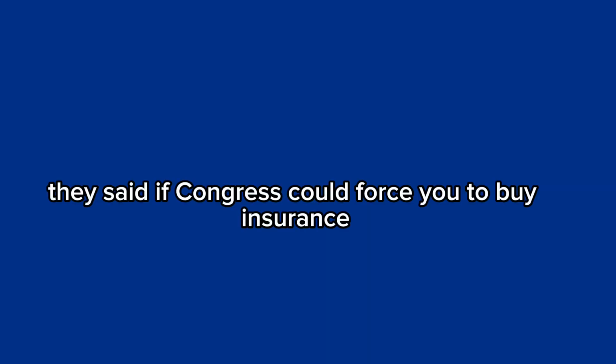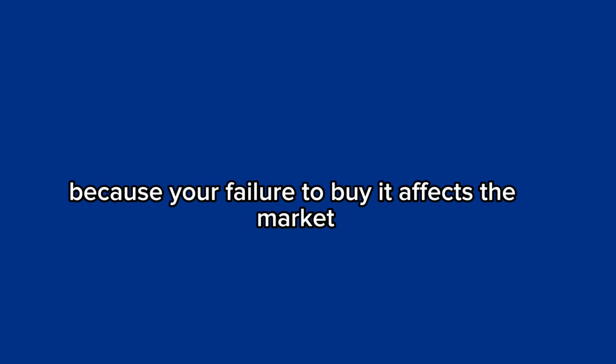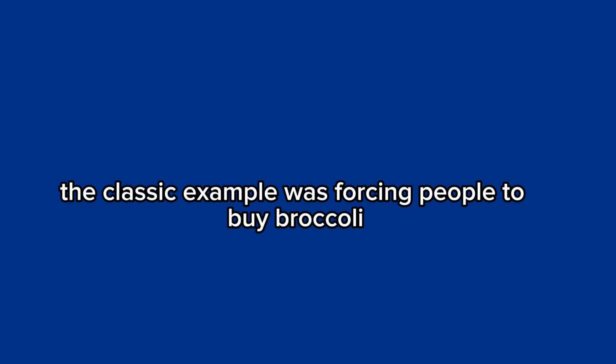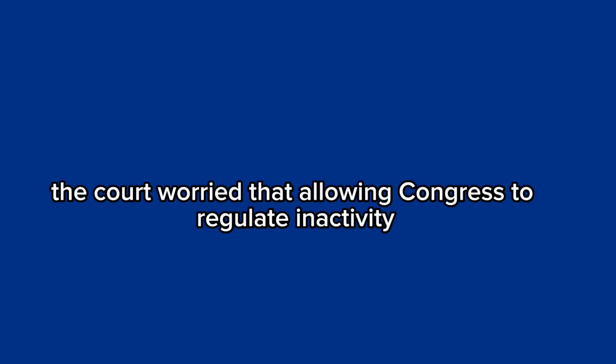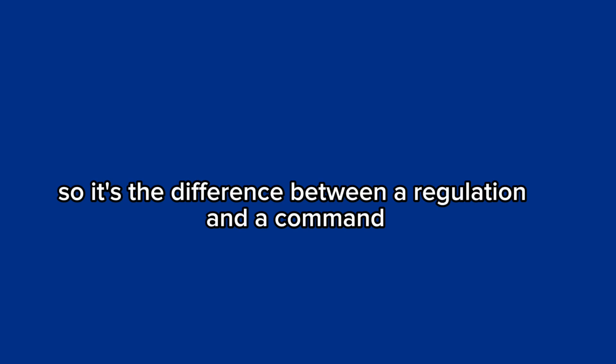They said if Congress could force you to buy insurance because your failure to buy it affects the market, then what couldn't they do? The classic example was forcing people to buy broccoli. Exactly, or forcing people to buy a GM car to prop up the auto industry. The court worried that allowing Congress to regulate inactivity would erase any meaningful limit on federal power and would give it that forbidden general police power. So it's the difference between a regulation and a command. That's a crucial distinction. It is.